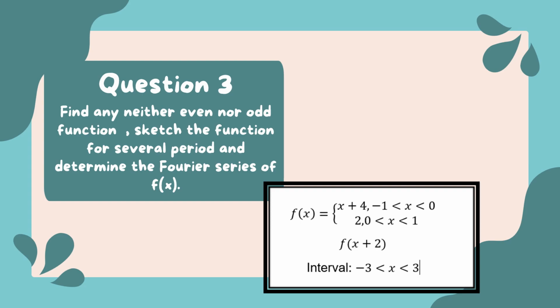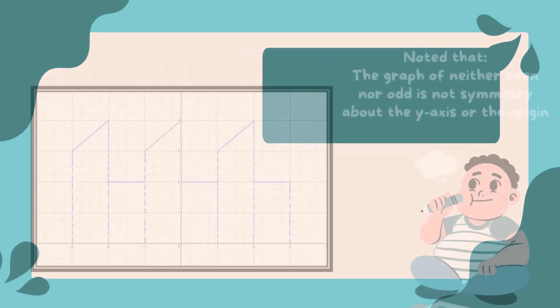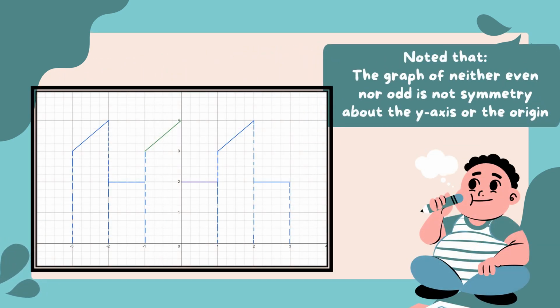Question 3: Find any neither even nor odd function, sketch the function for several periods and determine the Fourier series of f(x). This is the graph for a function that is neither even nor odd, and we can see that it is not symmetric about the y-axis or the origin.